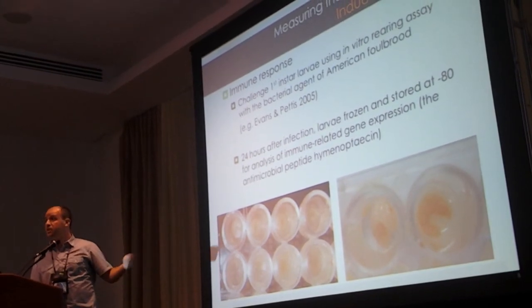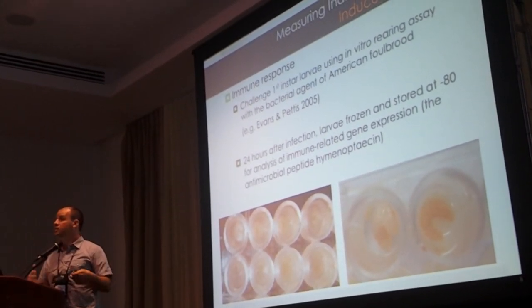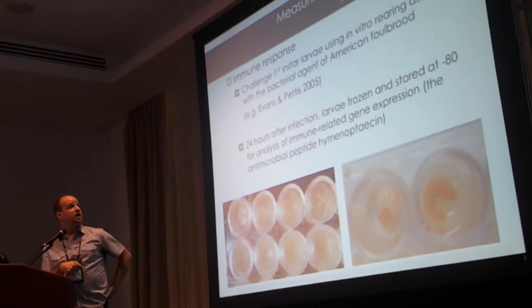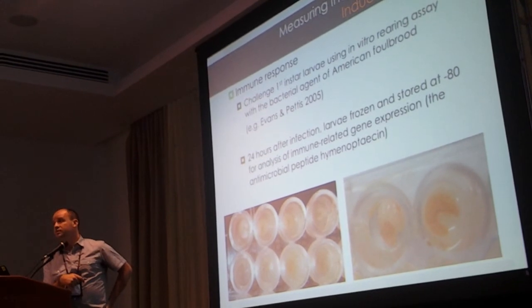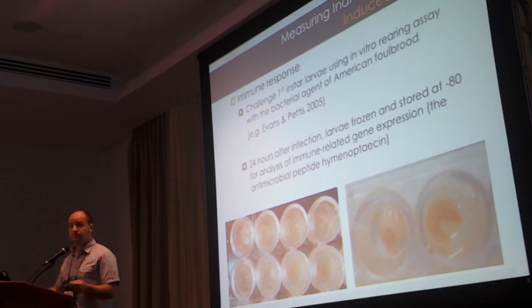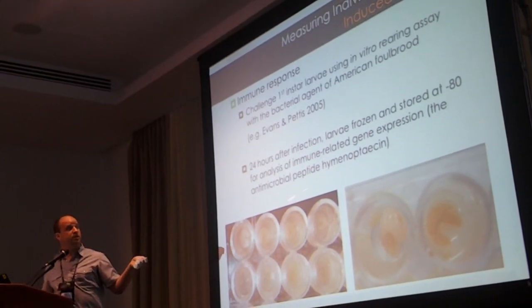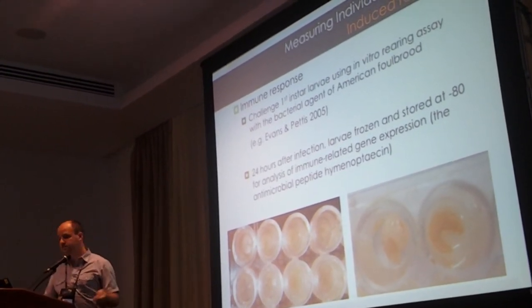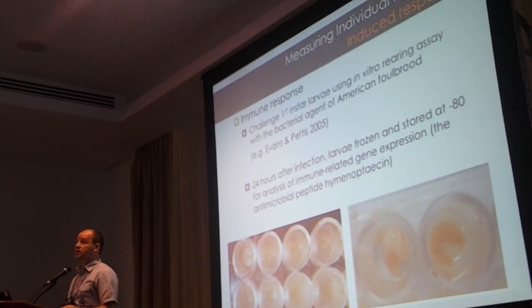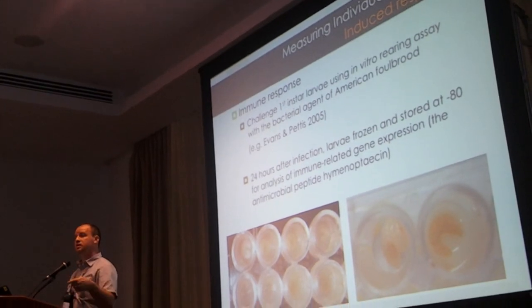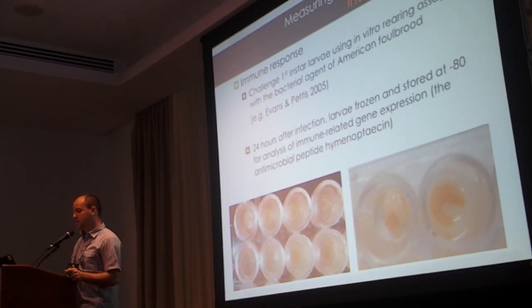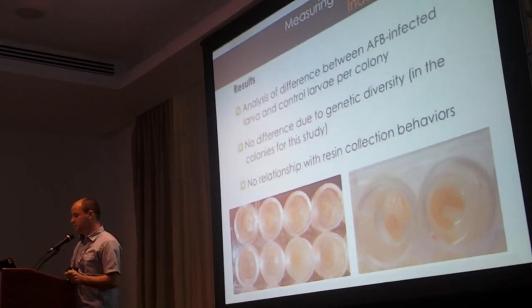But we collected them 24 hours after infection, where the most upregulation of antimicrobial peptides happened. Then we stored these larvae and did real-time PCR, looking specifically for this antimicrobial peptide hymenoptacin. Expression of these antimicrobial peptides is not only shown to resist infection, but it's also a genetic trait, so it's something that does have some heritability.